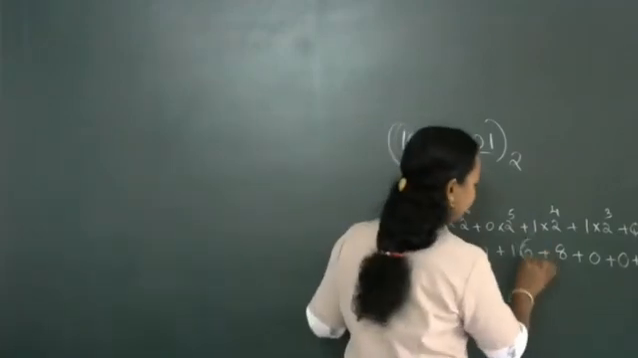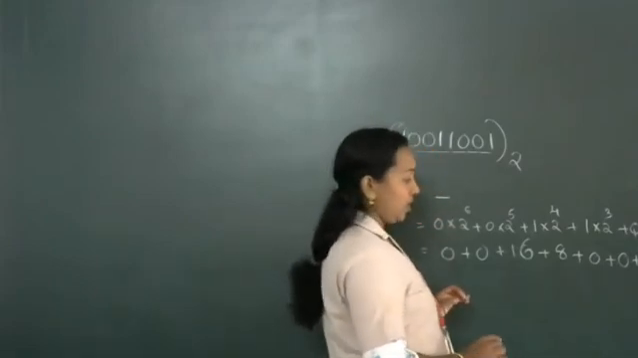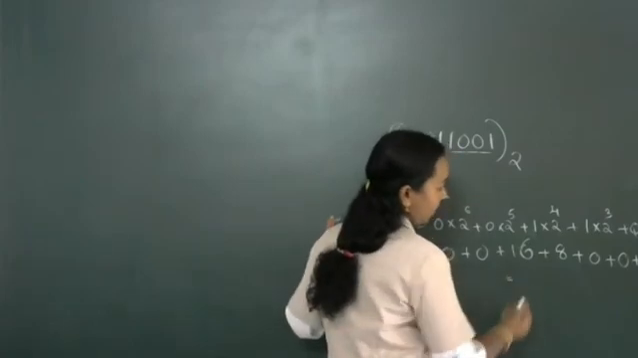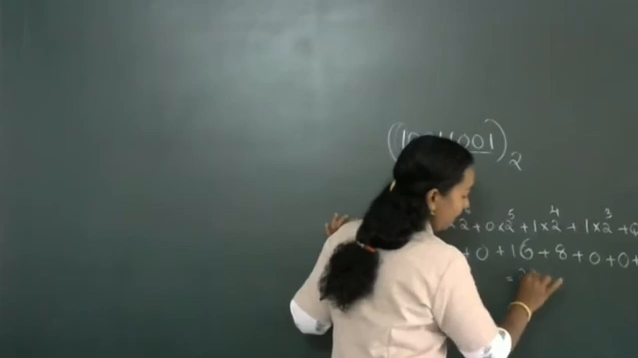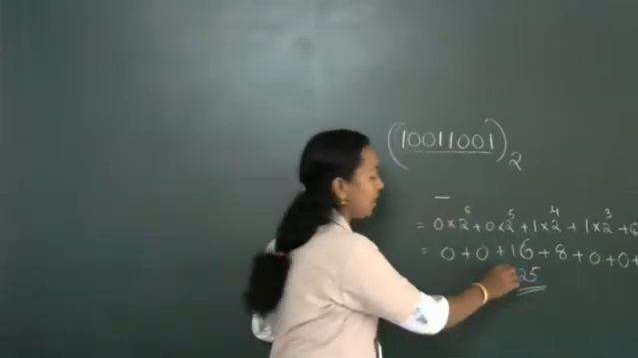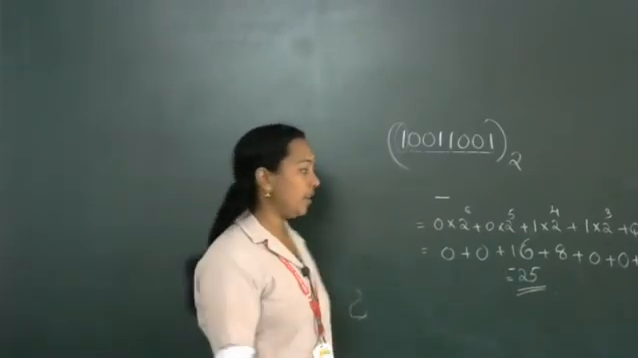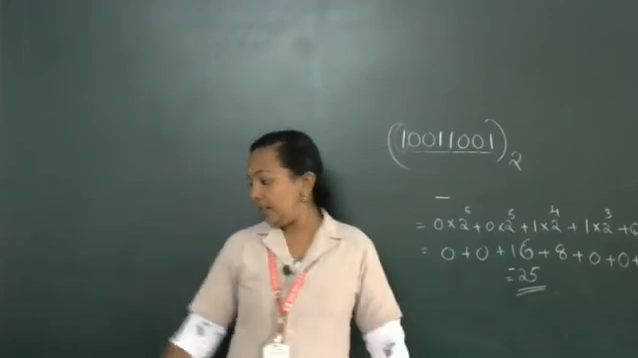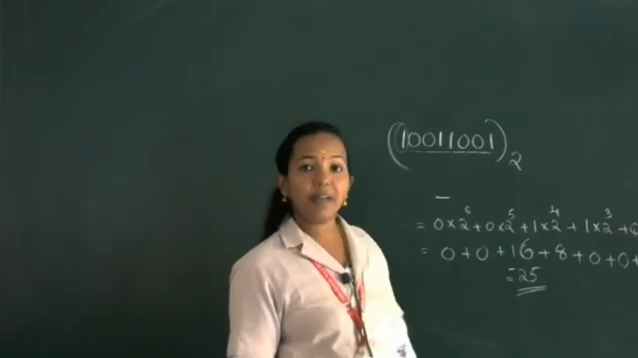What will be the answer? 16 plus 8 plus 1. 16 plus 8, what will be the value? 24, plus 1 is 25. So which number are we representing using this? Minus 25. Okay, I think it is clear. So minus 25 we can represent using sign magnitude representation.